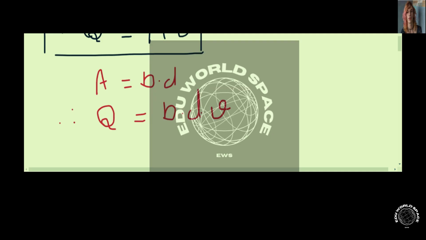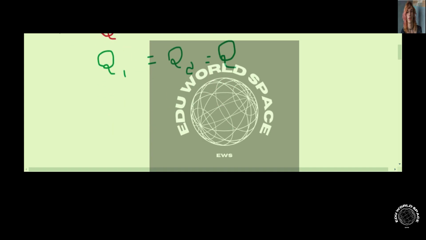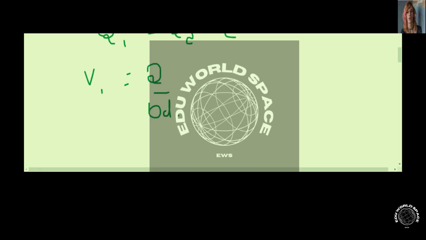Okay. Moving further, applying the continuity of the flow, as we know, Q1 is equal to Q2 is equal to Q. So in that case, I can write my V1 is equal to Q upon BD1 and V2 is equal to Q upon BD2.